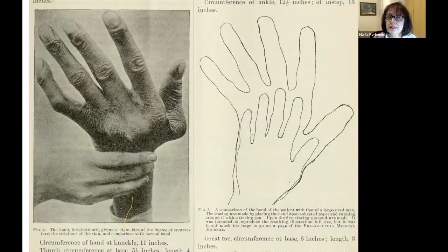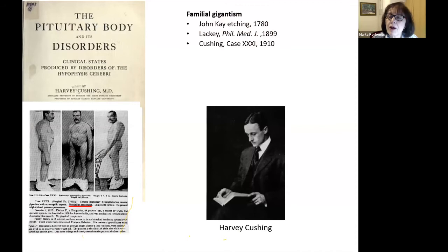The famous American neurosurgeon, Harvey Cushing, also describes in his book, The Pituitary Body and Its Disorders, which is one of the most fundamental, important books in the history of pituitary diseases, his case 31 here, a patient with acromegalic aspect and Mendelian tendencies. And of course, Mendelian tendencies means that it's a genetic disease, because his grandfather was also a giant. And he mentioned that this patient would have interested François Rabelais, a French doctor who wrote a novel about a giant family.